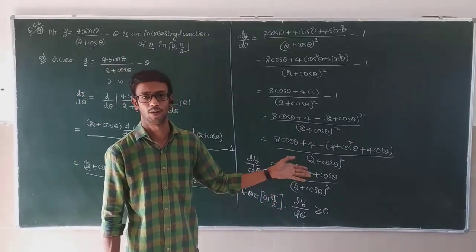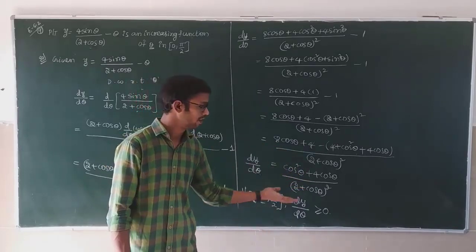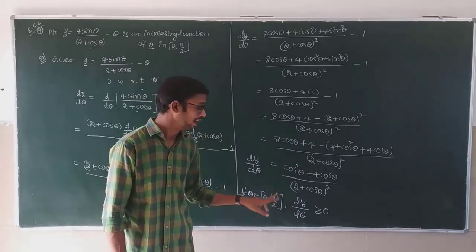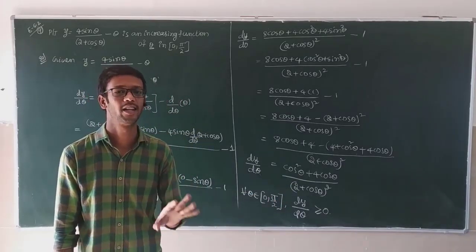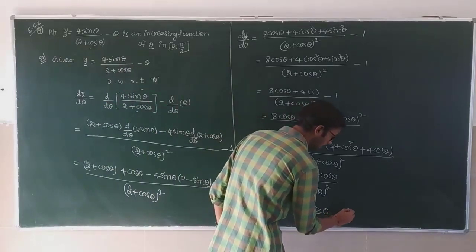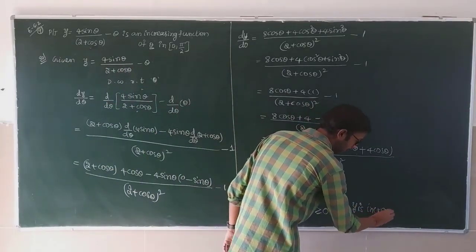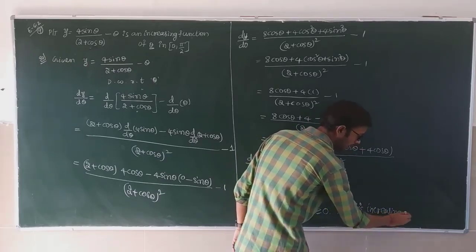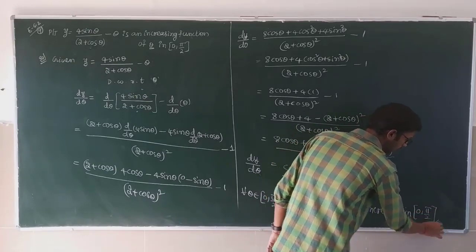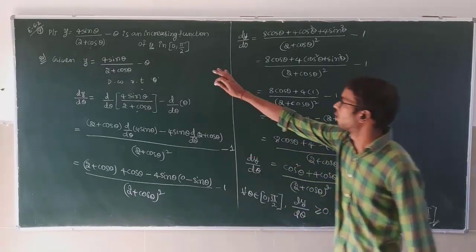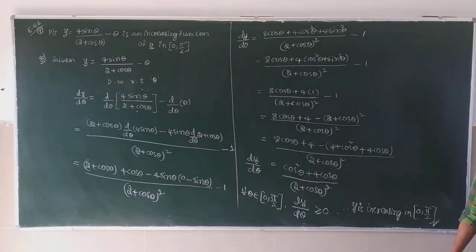Substitute any value. 30 you substitute, greater than 0 you will get. 60 substitute and simplify, greater than or equal to 0. Greater than or equal to 0 means what? Function is increasing. Therefore, y is increasing in the closed interval 0 to pi by 2. Increasing function is shown here. Pause the video to note it down.